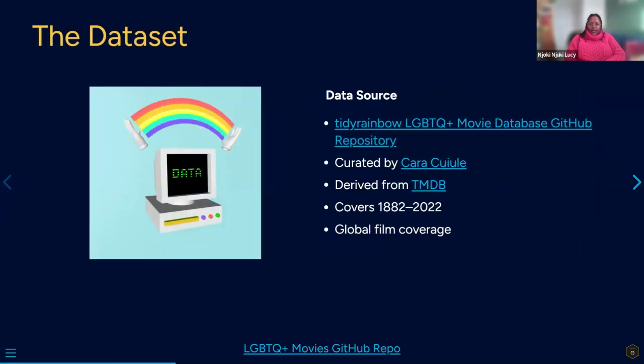Our data was obtained from the tidyrainbow LGBTQ plus movie database GitHub repository, which was curated by Karam. Thank you very much, Karam. It was derived from the movie database, covering films released from 1882 to 2022, and it represents global coverage.